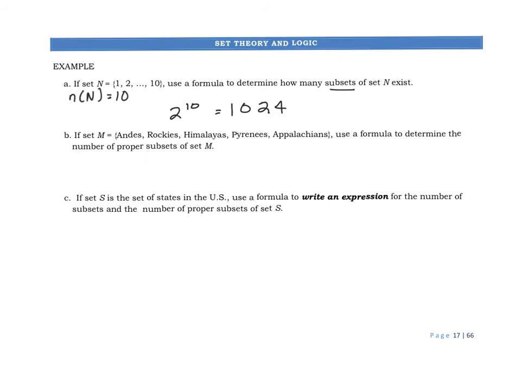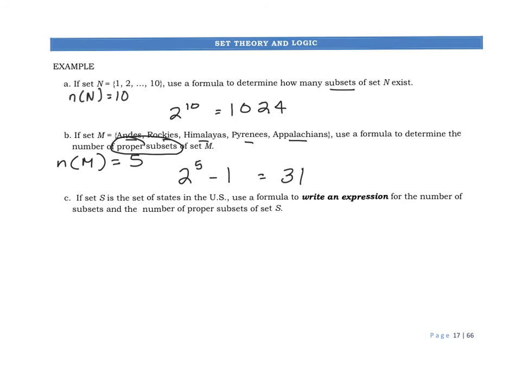Let's look at B. If set M has Andes, Rockies, Himalayas, Pyrenees, Appalachians as their elements, what's 1, 2, 3, 4, 5 elements in set M. Use a formula to determine the number of proper subsets of set M. So that would be 2 to the 5th, that's the number of subsets, but to get to the proper subsets, minus 1. So 2 to the 5th is 32, minus 1 gives us 31.